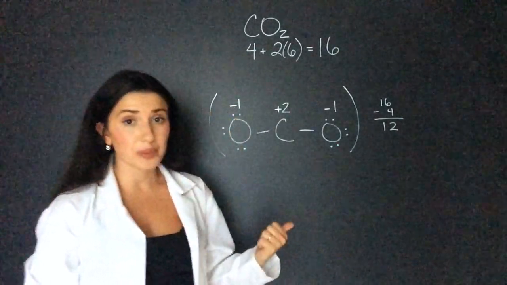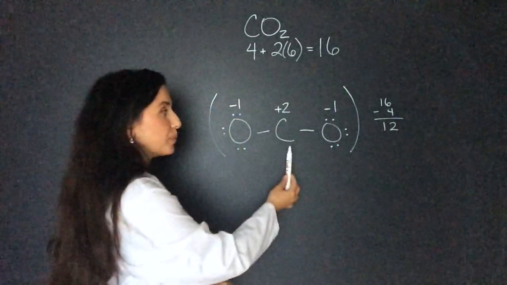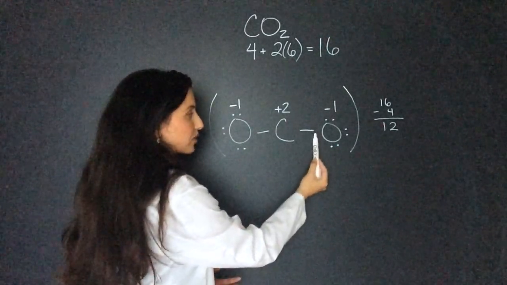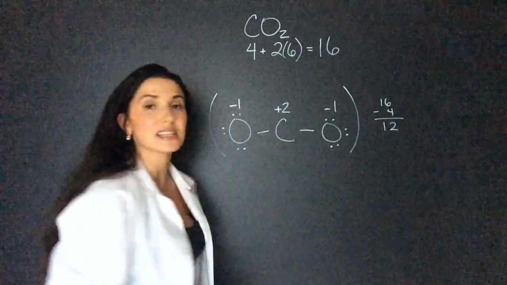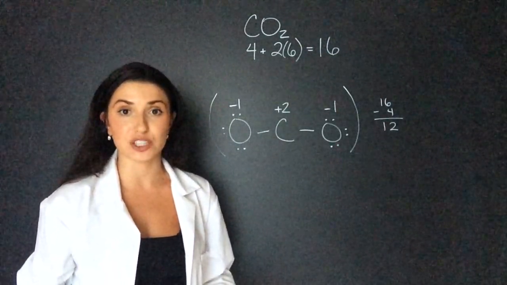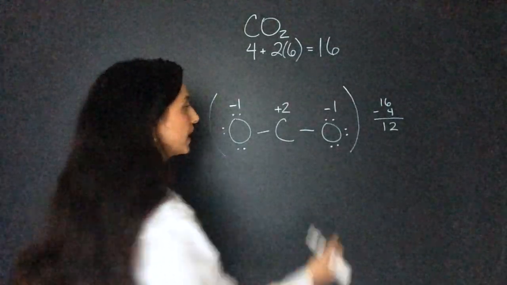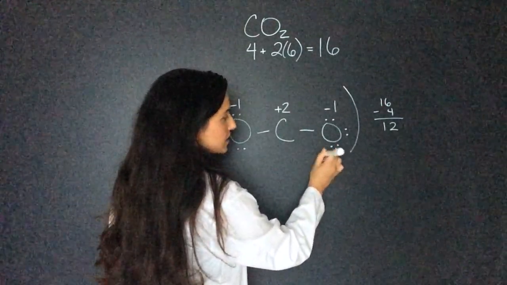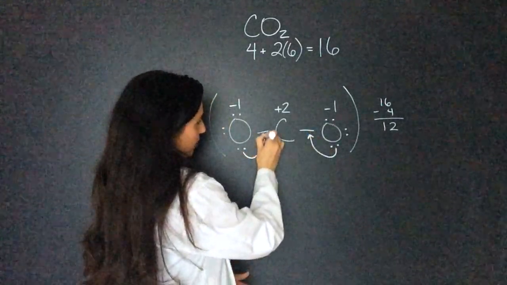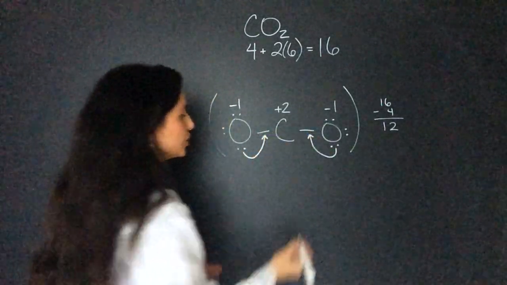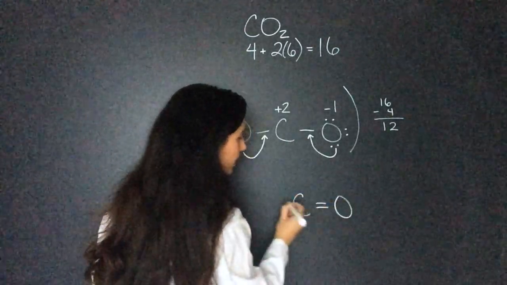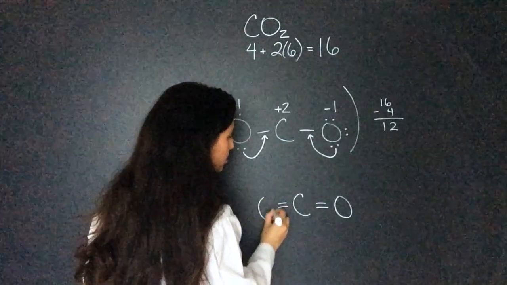The problem with this structure is that carbon does not have a full octet. If you count the shared electrons, it only has 4 electrons being shared with it when it's supposed to have 8 being shared. So what we'll do is we'll take some of the electrons from here and put them into a bond, and same with here. So our new structure will be carbon double bonded to oxygen, double bonded to oxygen.